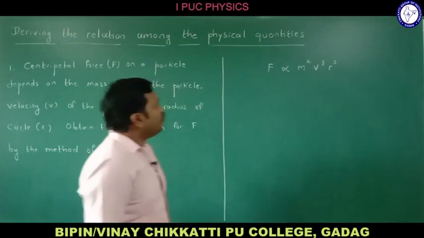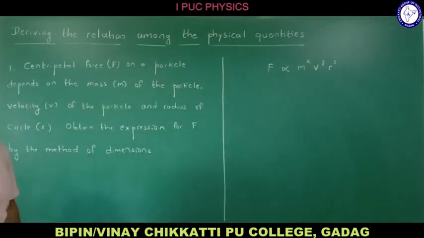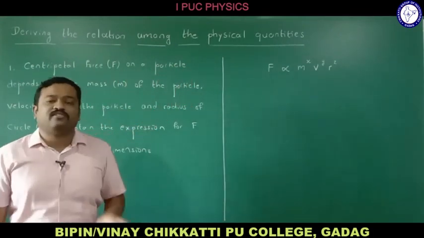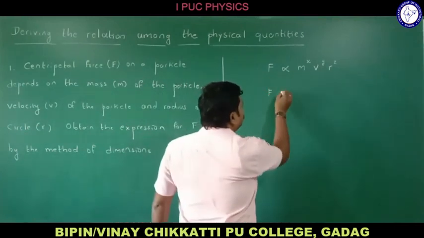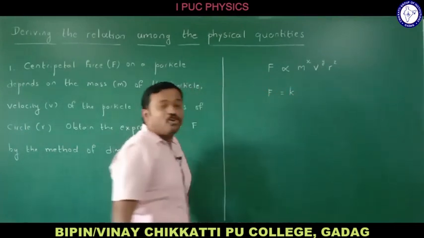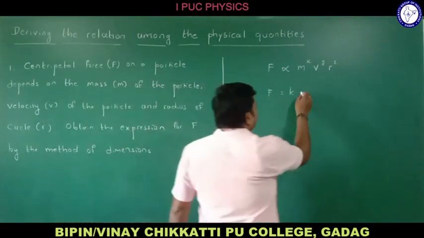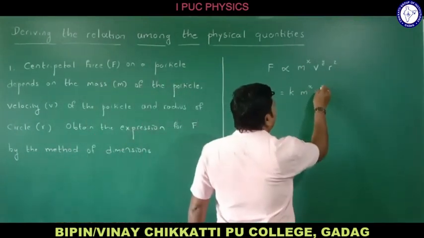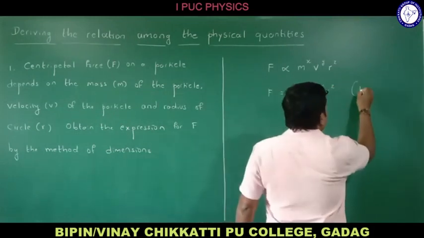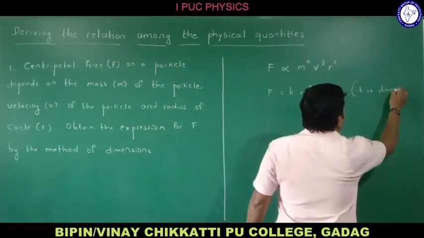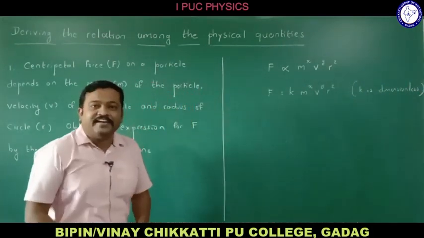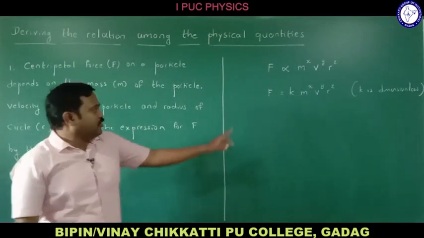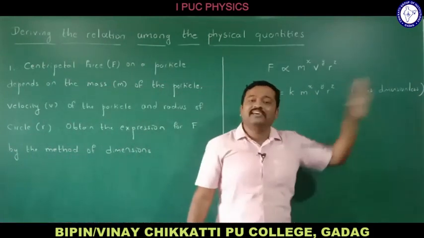Next, what to do? First, you need to write this in a mathematical form. The whole question I have written in mathematical form. Now let us check how it is dependent. Remember that whenever we remove the proportionality sign, we always write a constant. Constant k, m raised to x, v raised to y, r raised to z. Do remember the constant k, the number we get, is dimensionless. It is a constant and that constant is dimensionless.